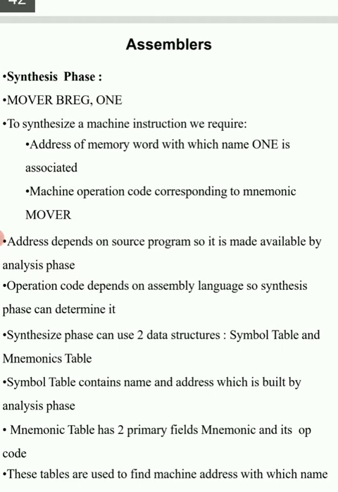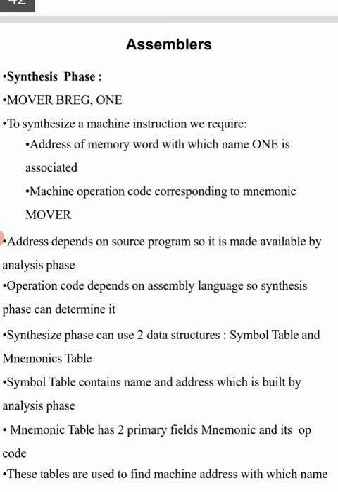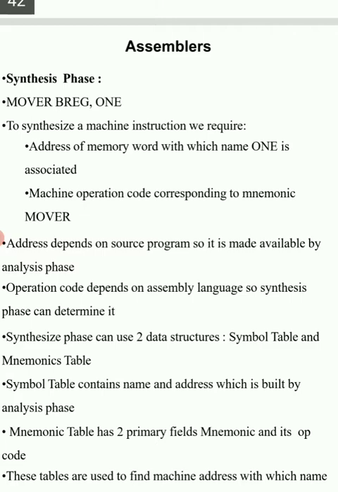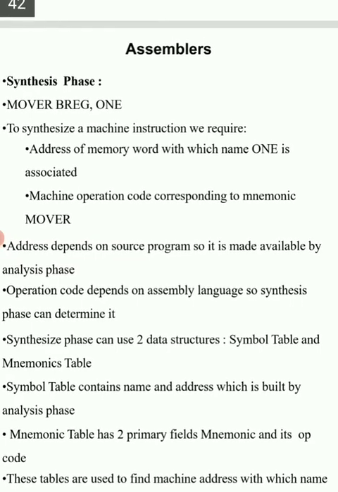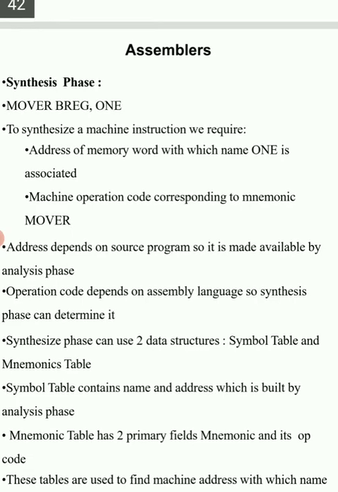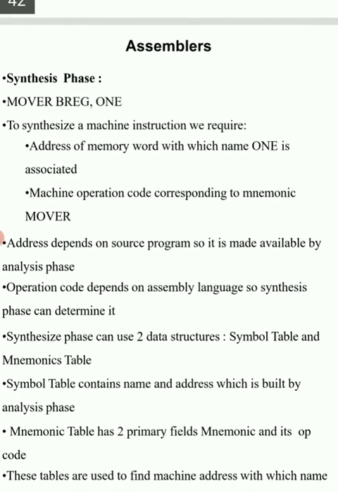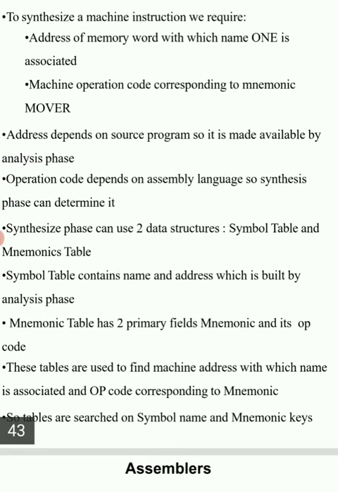The synthesis phase will use two data structures, the symbol table and the mnemonic table. The symbol table will contain the name and the address. The mnemonic table has two primary fields, the mnemonic and its opcode, like MOVER and BREG. These tables are used to find the machine address with which a name is associated.